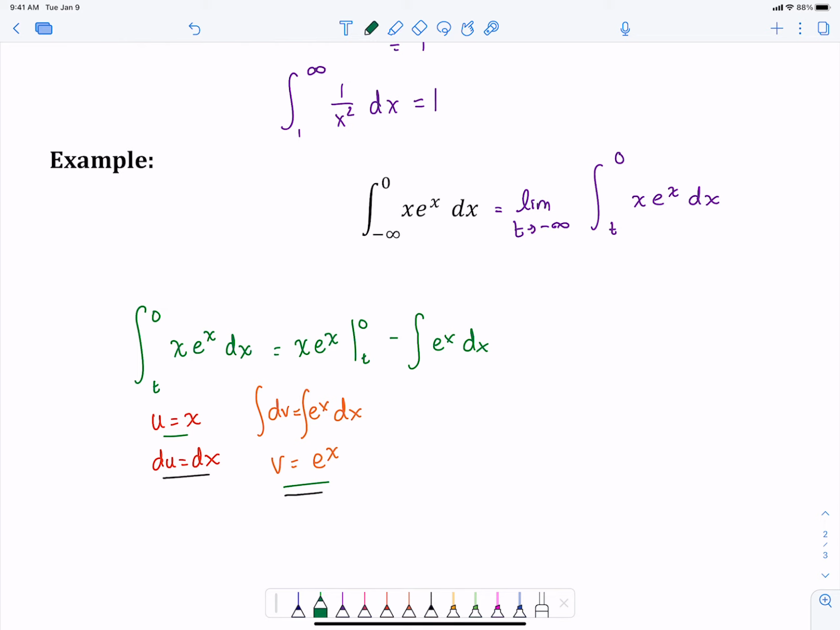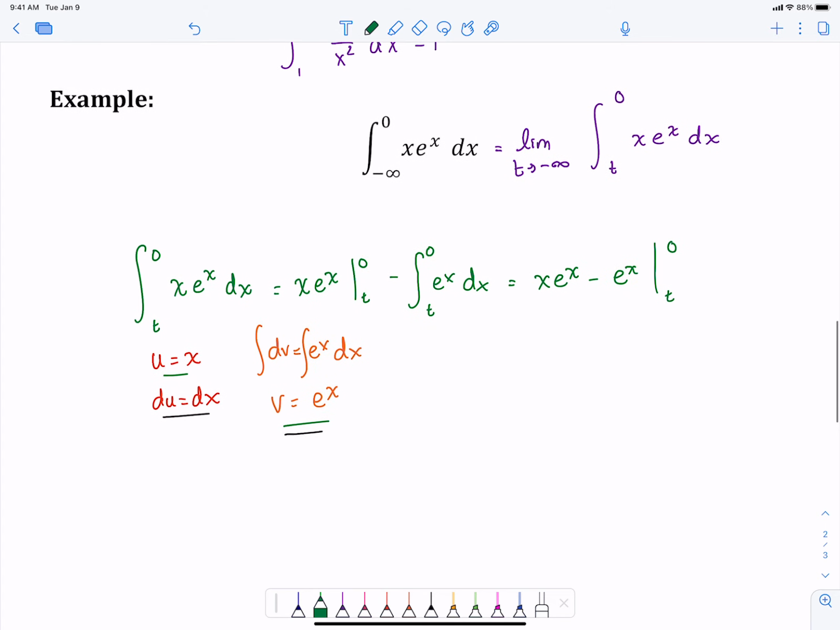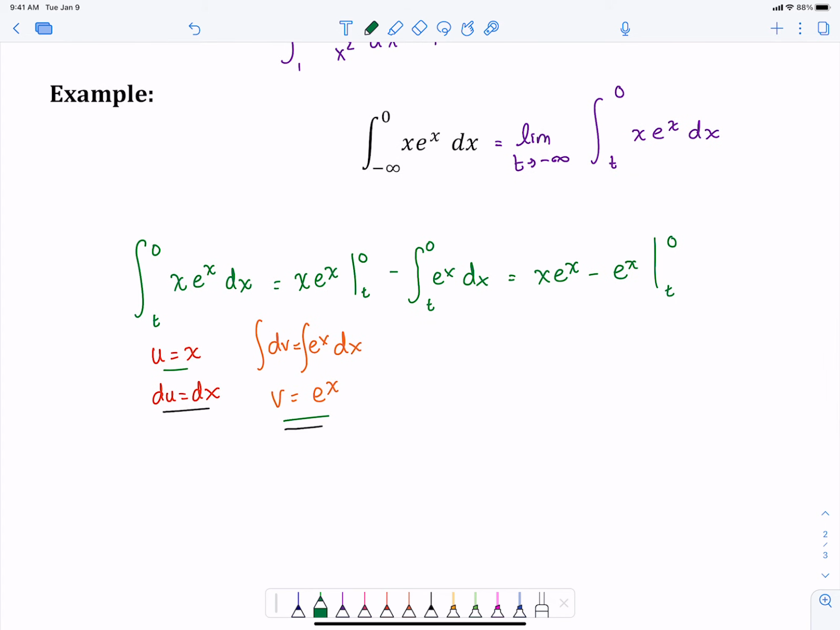And then we can take the integral of e to the x. I do need my limits of integration on there. So we get x e to the x minus the integral of e to the x, which is e to the x. And then we're looking at this from t to 0, sorry. I always say that the wrong way around. It's so hard to do that.